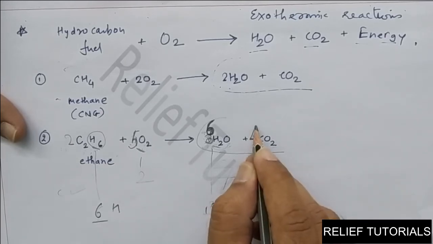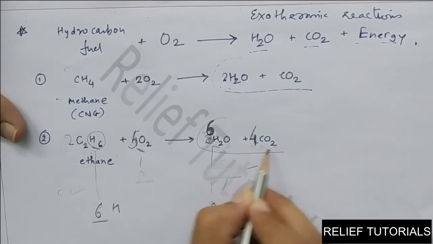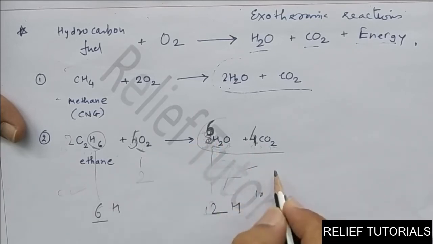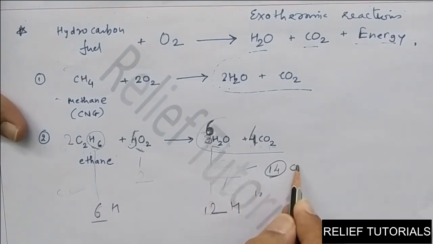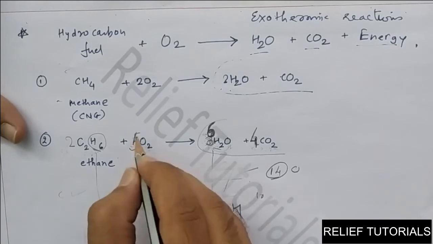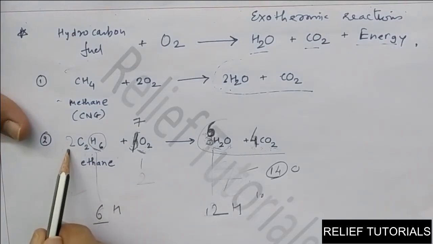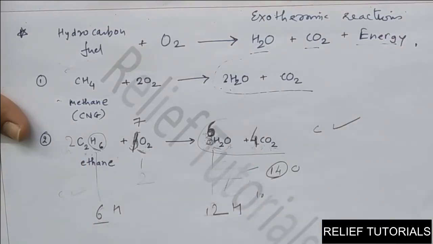If you write 4 here, oxygen will be 4 2s are 8 here and 6 here. So 8 and 6 will be 14. So 14 oxygens are here and here 5 2s are 10. So I think we have to remove this 5 and write 7 here. Now recheck every atom here. Carbon 2 2s are 4. Carbon 4, so carbon is balanced.